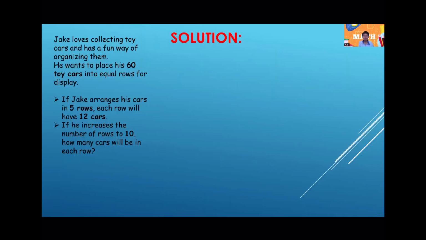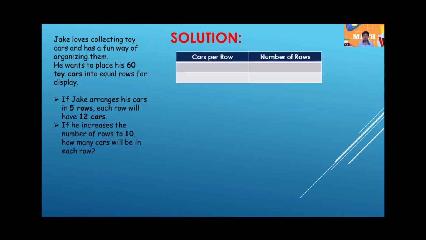It is easier for us to identify the relationship between the quantities if we put them in a table like this. So we have the column for cars per row and the column for number of rows. It is given if he arranges his cars in 5 rows, each row will have 12 cars. Now we are asked if he increases the number of rows to 10, how many cars will be in each row? Again, as Jake notices, the more rows he makes, the fewer cars each row will have.